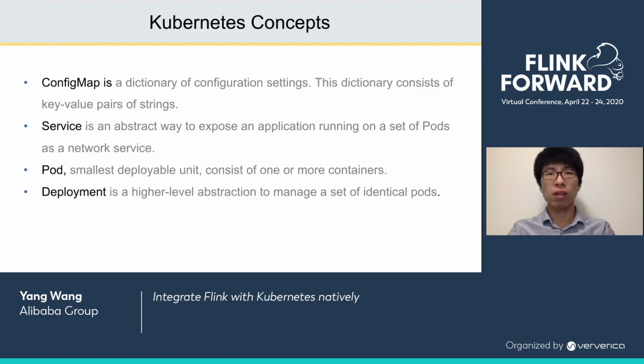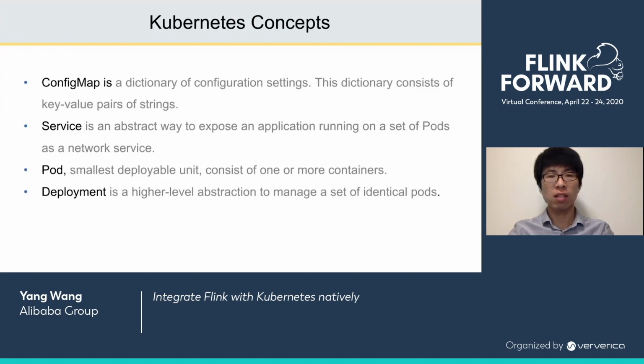Now, let's take a look at some key concepts of Kubernetes. The first one is ConfigMap. It is a dictionary of configuration settings. This dictionary consists of key-value pairs of strings. The common use case in Flink is creating the ConfigMap from the configuration files, such as flink-conf.yaml, log4j.properties, and Hadoop configurations, and then mounting them into the pod.